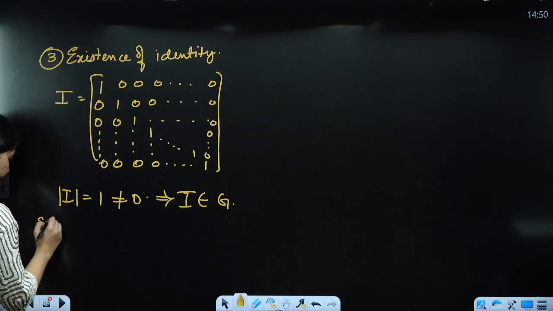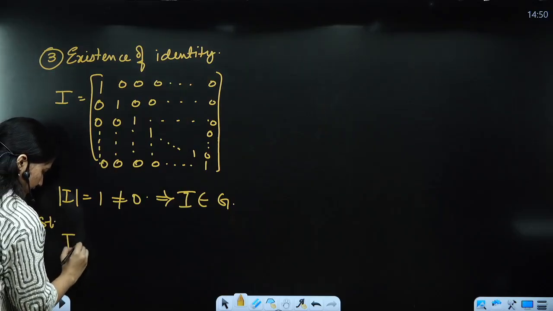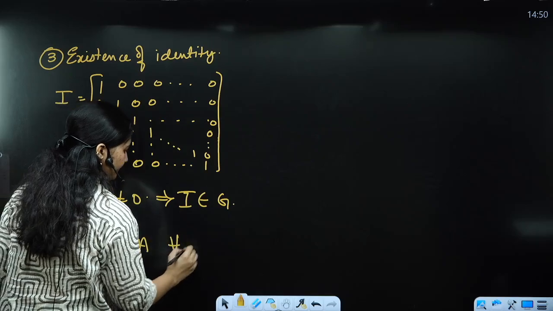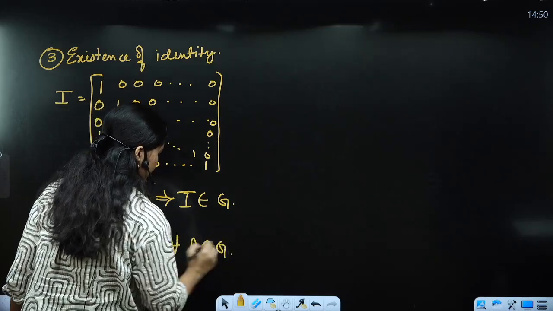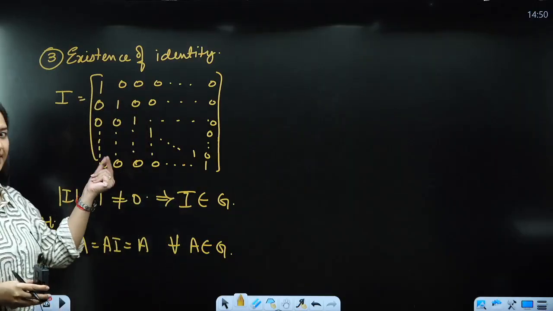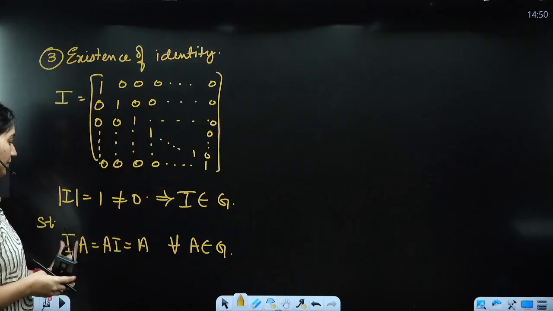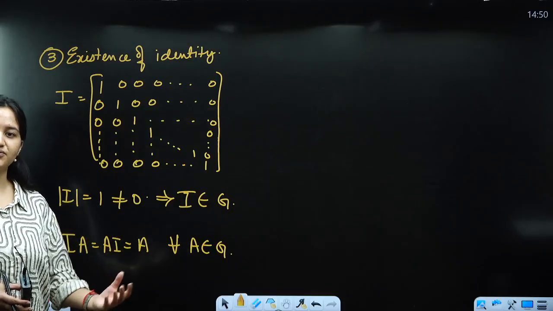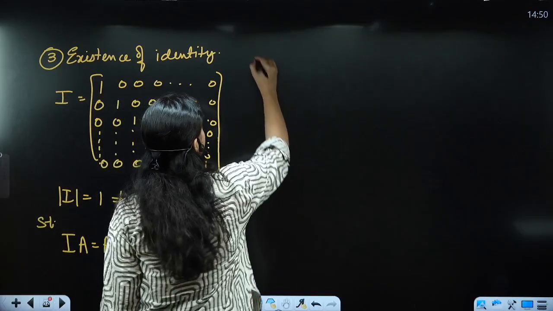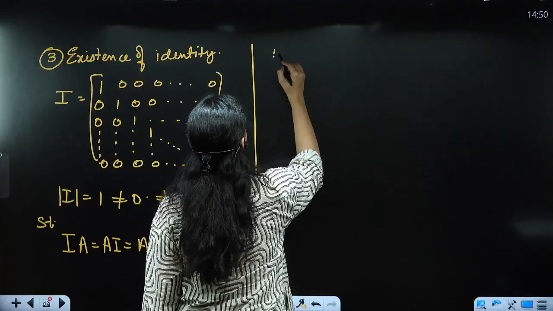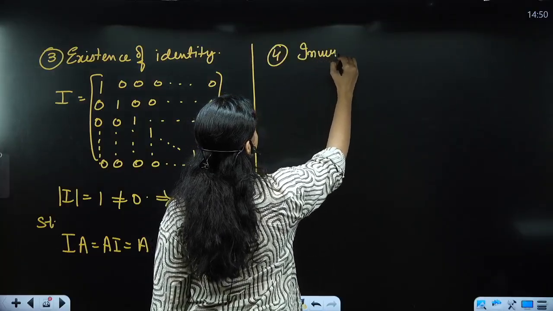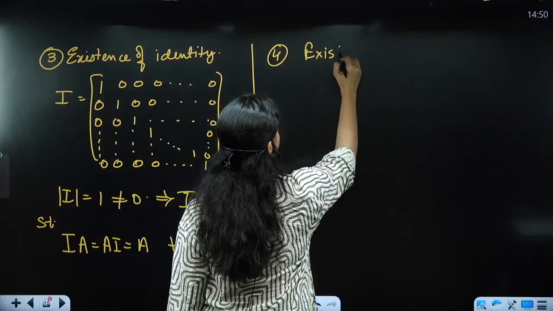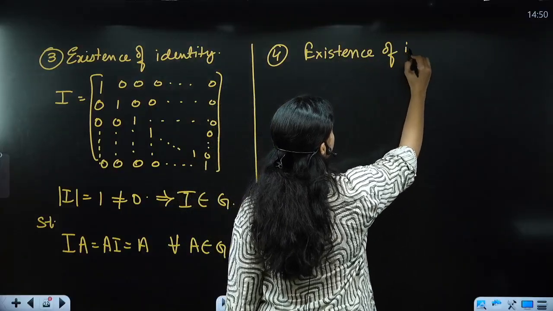So this implies that I belongs to our group G, such that IA equals AI equals A for all A belonging to G. This identity matrix is going to commute with each and every element of G. So this implies that the identity element also exists for our group GL, right? Then finally, we have existence of inverse.